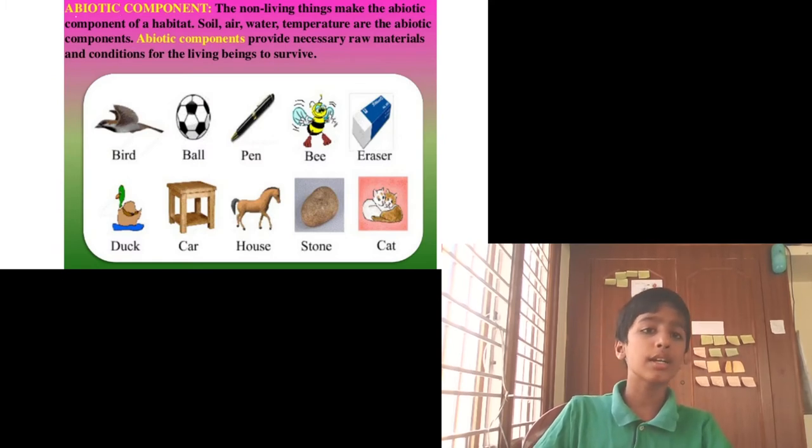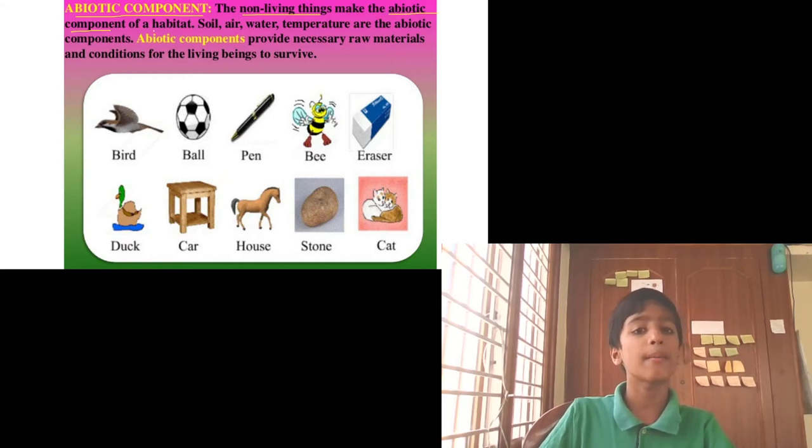Now comes the abiotic component. The non-living things make up the abiotic component of the habitat. So soil, air, water, and temperature are non-living, so they are abiotic components. Abiotic components provide the necessary raw materials and conditions for living beings to survive.